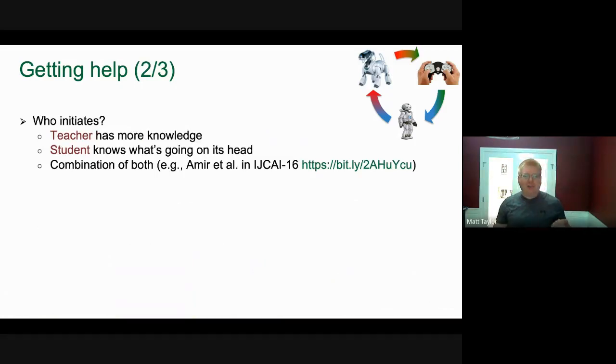One of the interesting questions to me is, who is going to initiate this? The teacher, I'm assuming, has more knowledge, especially at the beginning of learning, than the student. So the teacher might know when it's important to provide this kind of advice or interaction. But on the other hand, many methods assume that the teacher cannot see into the student's head and does not know the weights of the neural network of the student. So it could be that the student knows better when to ask. Maybe the student is very confused, and that would be a good time to ask for help. Ofra and others looked at how you actually combine them.